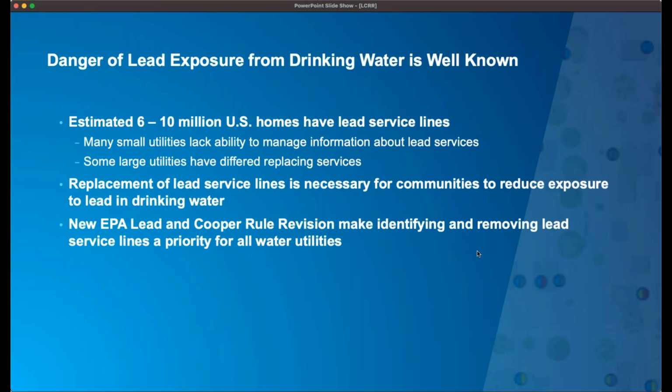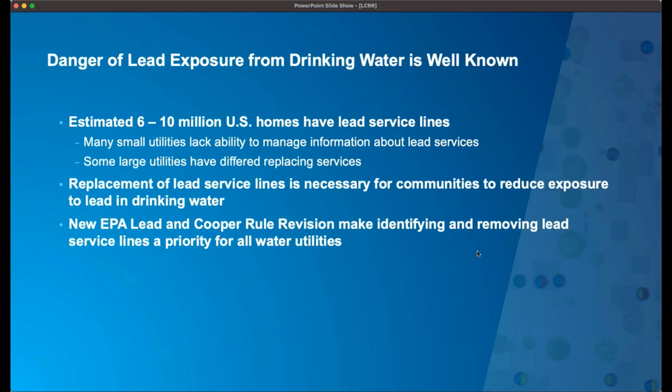Now, the danger of lead service lines and really the need to replace them has been known for years. And there have been a lot of small utilities that have wanted to tackle this problem, but haven't had a good way to manage the information, and also haven't had the funding available to tackle it, especially when the service line is lead on the customer side. And we'll talk about that in a few minutes and what that means. There's also been a number of large utilities that have deferred replacement activities in favor of testing and sampling and customer notification. Now, the replacement of lead service lines is absolutely necessary for communities to reduce exposure to lead in drinking water. It's really the best way across an entire community to safeguard the community as a whole from lead exposure.